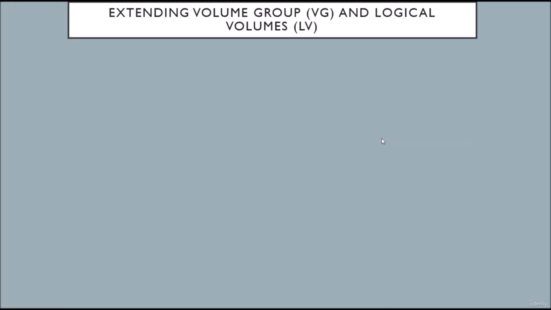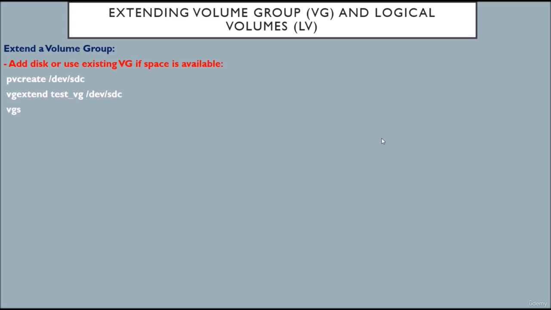In this lecture, we will learn how to extend the volume groups and logical volumes. So let's get started. To extend a volume group, first we will add a disk or use an existing volume group if space is available. The command we will use is pvcreate, and then we will extend it by using the vgextend command. So let me bring up the terminal and let's get started.